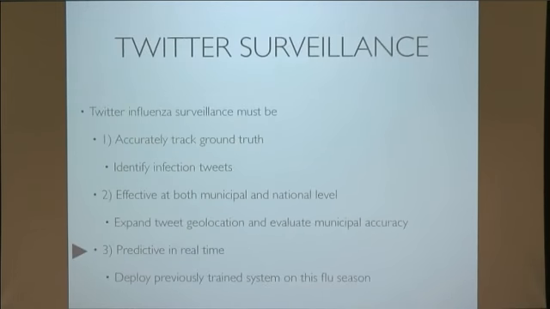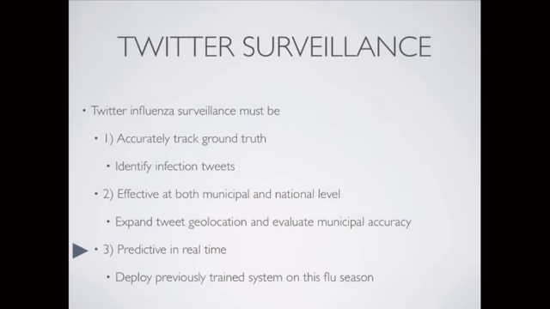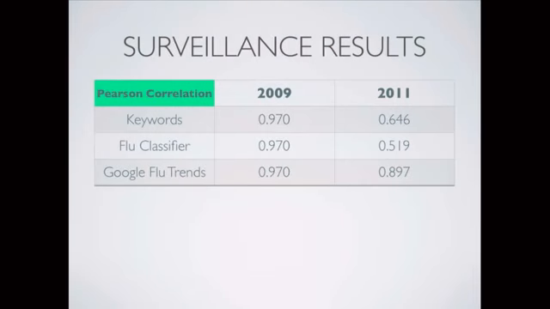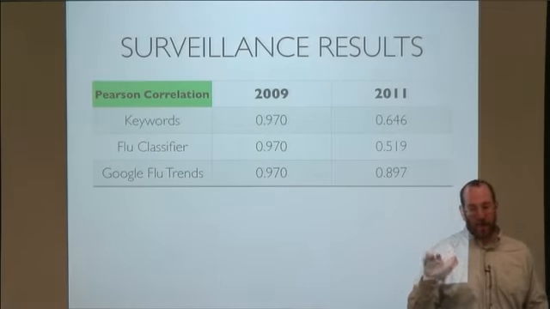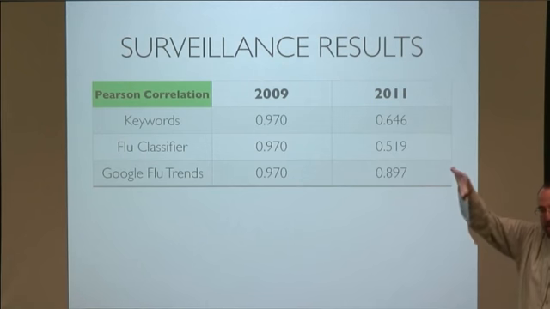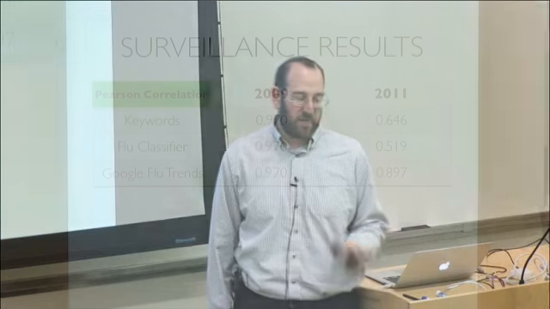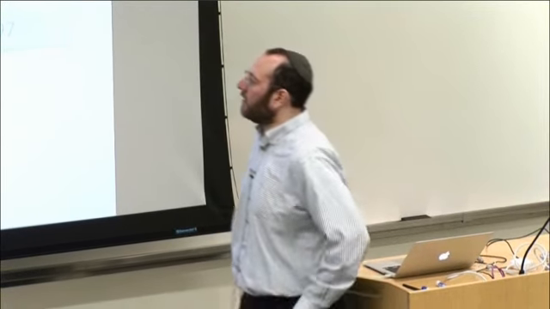So the last question is, does this actually work? Let me show you some historical data first. This is 2009 and 2011. 2009 was a really easy year to predict because of the way swine flu happened. There was a huge uptick and then a huge drop. And basically, as long as you predict the flu goes up and then down, you're going to do a very good job of predicting 2009.